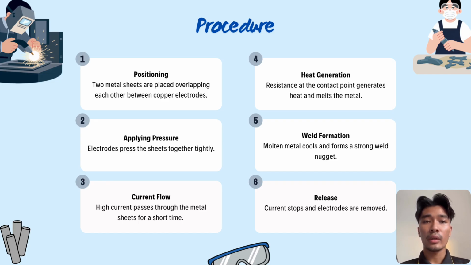So, I can conclude that spot welding is a fast and efficient process that is widely used in industry, such as automotive manufacturing and sheet metal fabrication.